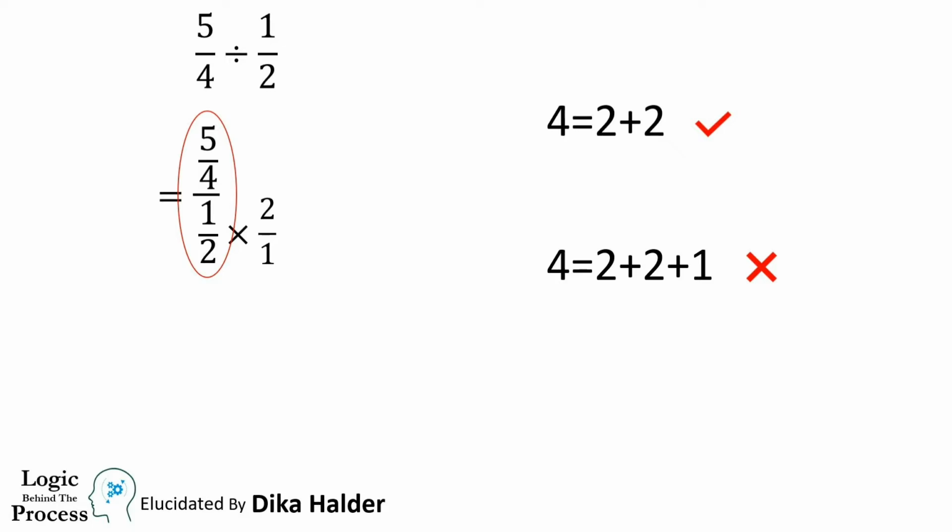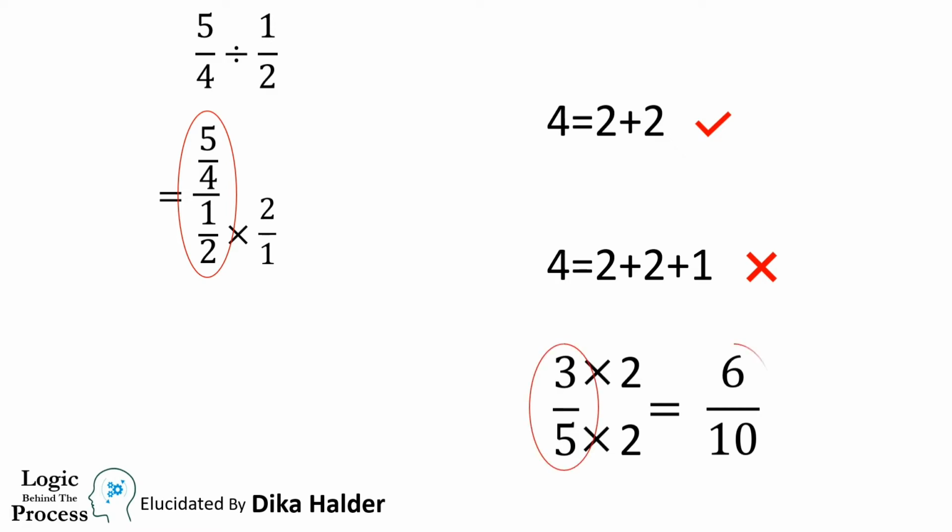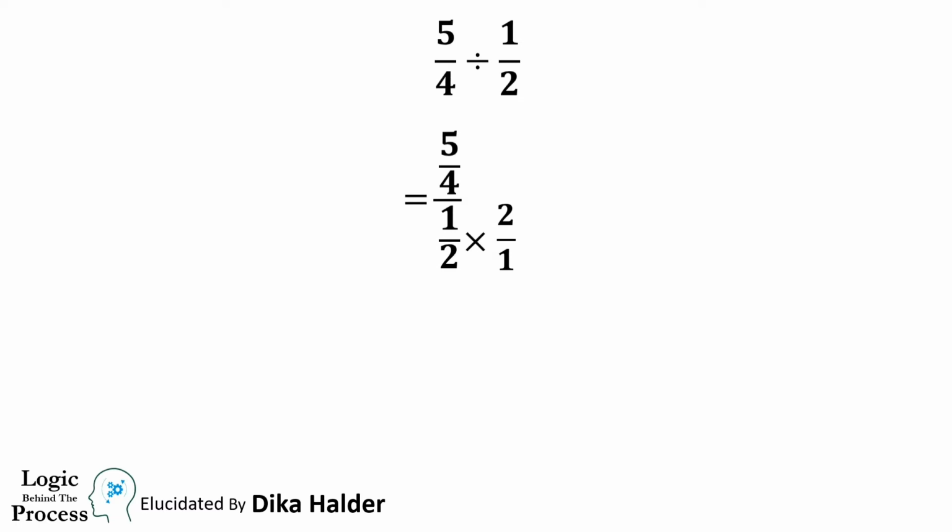We know if we multiply denominator and numerator by the same number, then the value of the fraction does not change. For example, we have 3 by 5. If we multiply 5 by 2 and 3 by 2, then the value of 3 by 5 and 6 by 10 remains the same. So we can do this. Now as it looks critical, we want this to be removed. So we multiply by 2 by 1 so that we can cancel out this 2 and this 2.